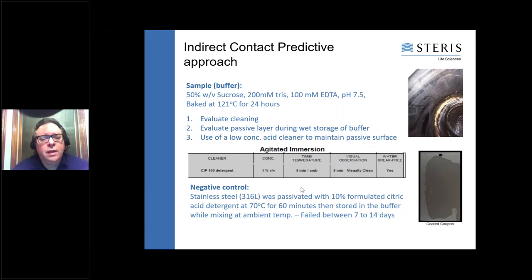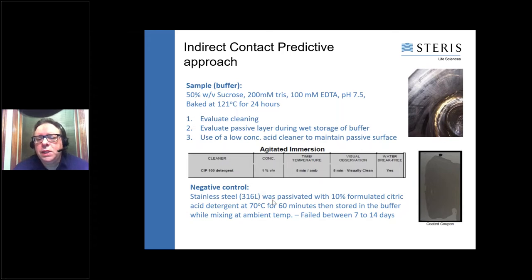In this case, we wanted to do three things. One is evaluate the cleaning procedure. Second, evaluate the passive layer during wet storage of the buffer. And third is implementation of a low concentration acid cleaner to maintain the surface. So the first thing was just to confirm that the cleaning procedure with a low concentration alkaline detergent was effective at cleaning the buffer. Secondly, we wanted to evaluate that passive layer as a function of storage.